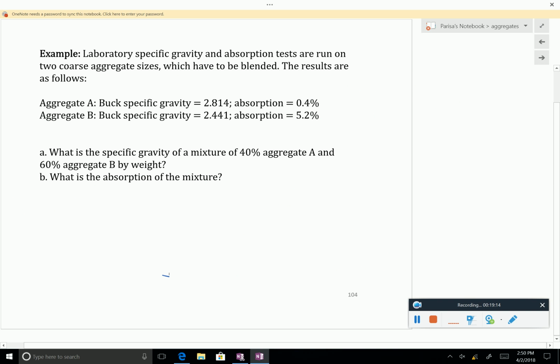So the first one is asking about composite specific gravity. I like it better this way, but 0.58. Does it have a unit? No.